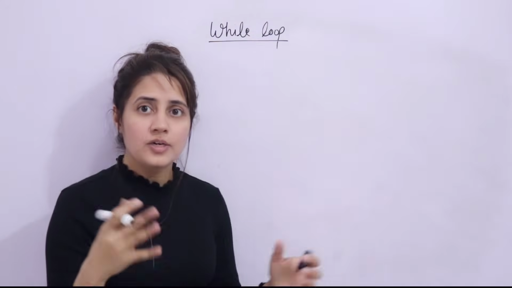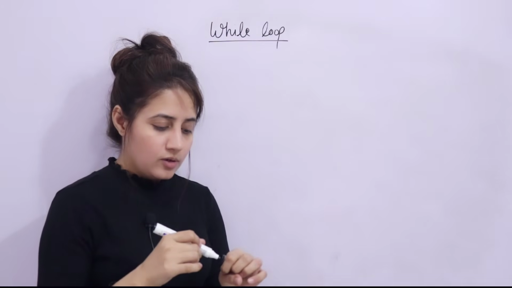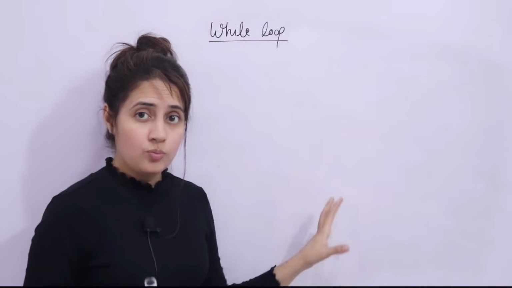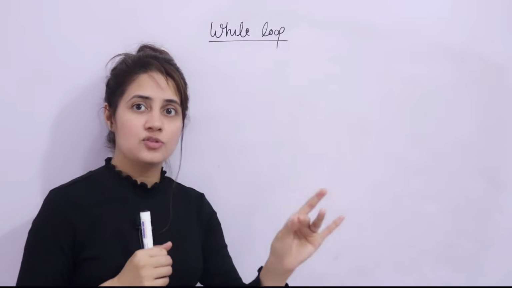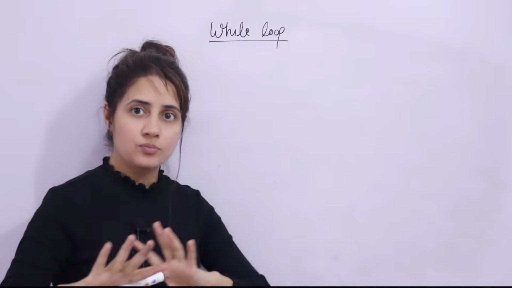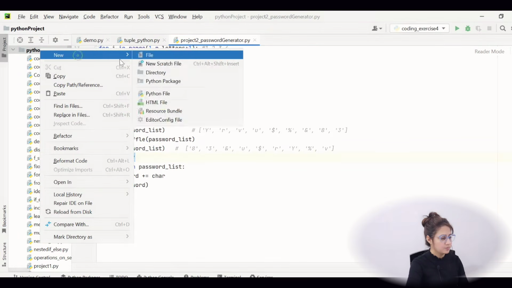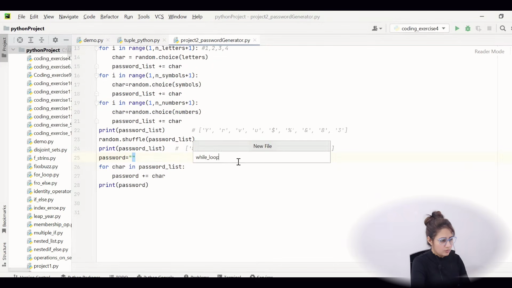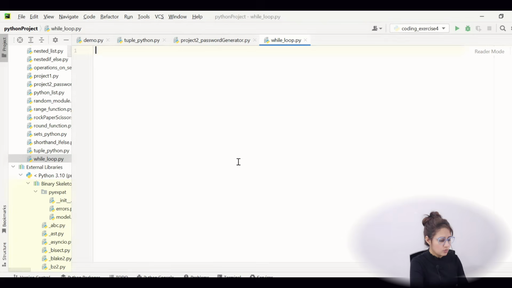Better we discuss this with the help of a program. Practically I'll show you. Now I'll show you the basics of while loop with one or two examples, then while with else, and then we'll see the difference between for and while loop with the help of programs, right? So let's create a new file here, while_loop.py. Start with the basic one. We'll just print from 1 to 5, right?